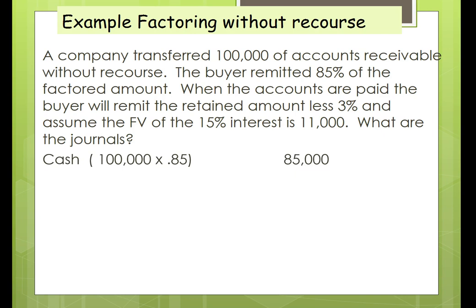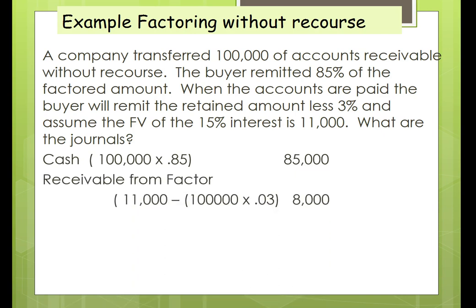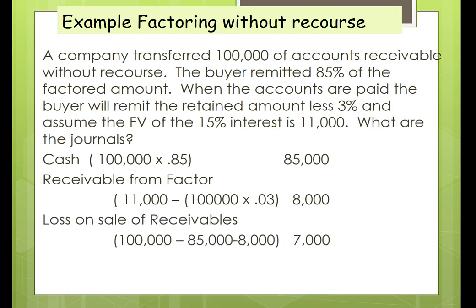Well, the cash we receive is going to be $85,000. The receivable from the factor we expect to receive in the future is $11,000 minus the 3% that's going to be charged by the buyer. And then loss on sale of receivables is always a plug. And then the accounts receivable, $100,000, are taken off the seller's books.